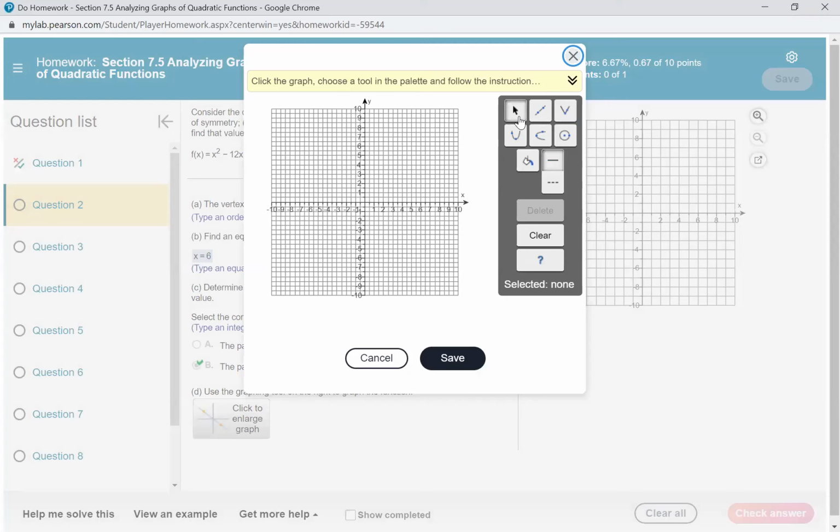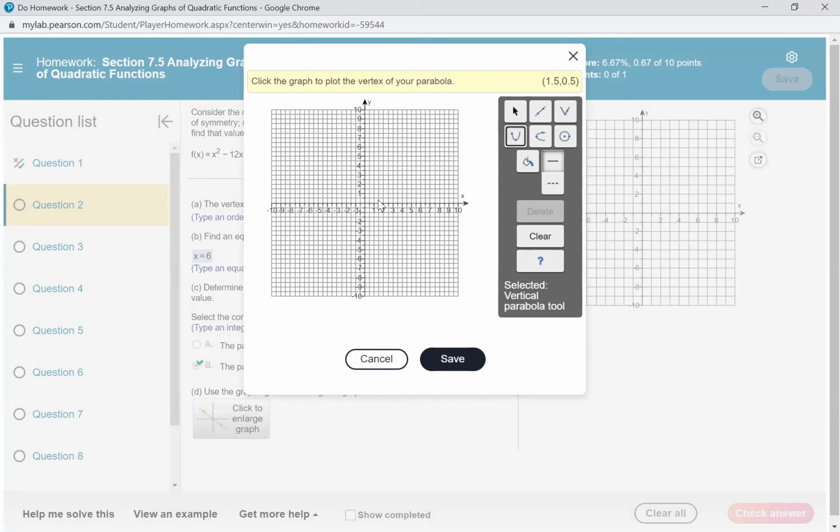We're going to use the tool that says vertical parabola tool. And notice it had two points on it. So that's why I know we need two points on this. And you got two blue dots. So remember, first, I got to plot 6, -1. So I'm going to go right to 6 and then down to -1.